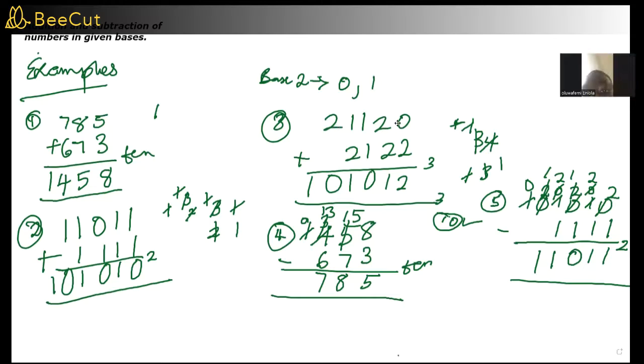We said 21120 plus 2122 in base 3. 0 plus 2 is less than 3. So that is 2. I was able to write my 2. Is that taken? Now, 2 plus 2 is 4. I can't write 4. Why? Because it's greater than the base. Are you with me? Yes, sir. Very good. It's greater than base.